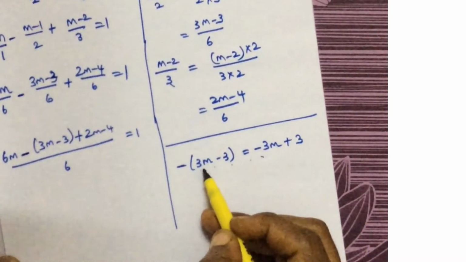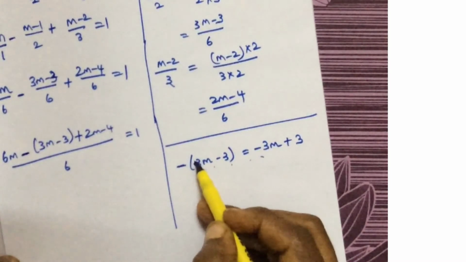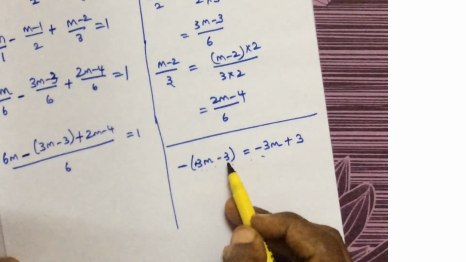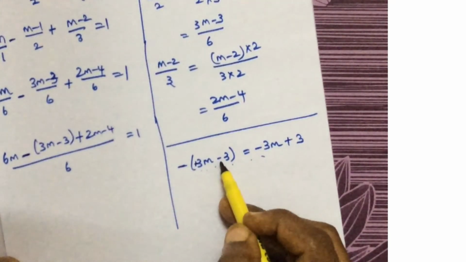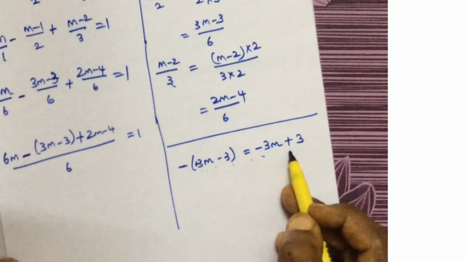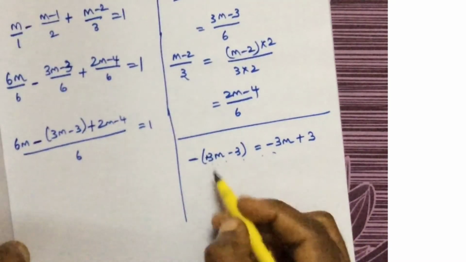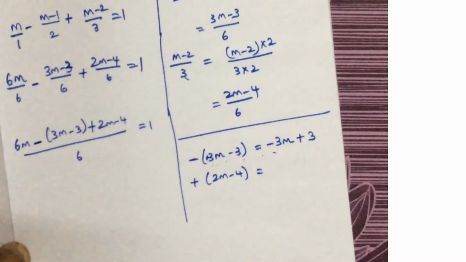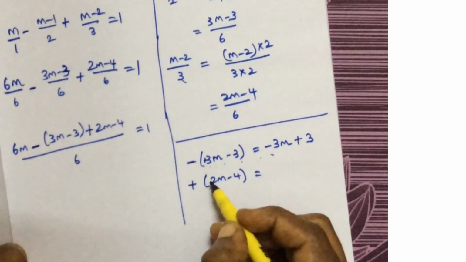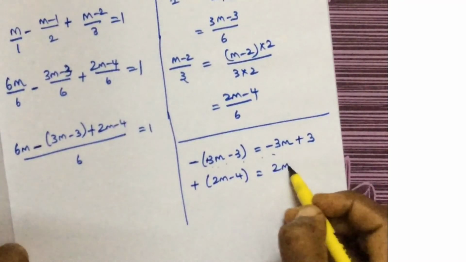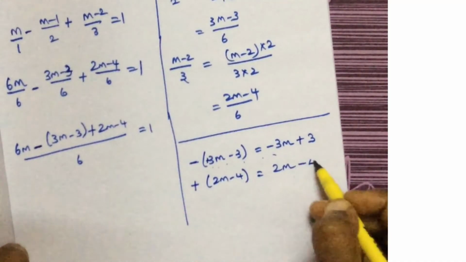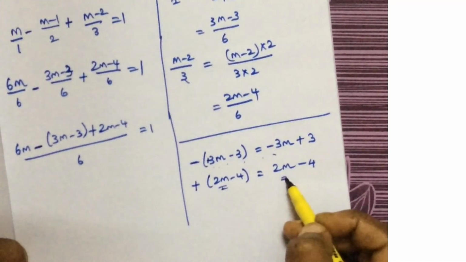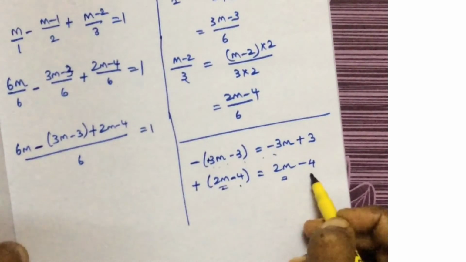If you see here, the 3m is plus. Now, after multiplying with the negative sign, you got minus. Here the sign of 3 is minus. After doing minus into minus, it becomes plus. The sign is changed. Now, if I have plus of (2m minus 4): here it is plus, plus into plus, plus 2m, plus into minus, minus 4. You see the sign remains the same. Here it is plus 2m, here also plus 2m. Here it is minus 4, here also minus 4.